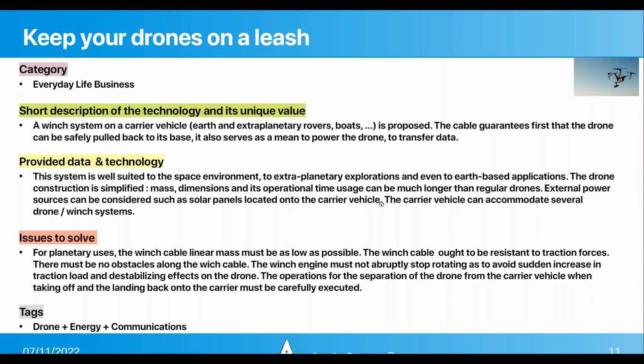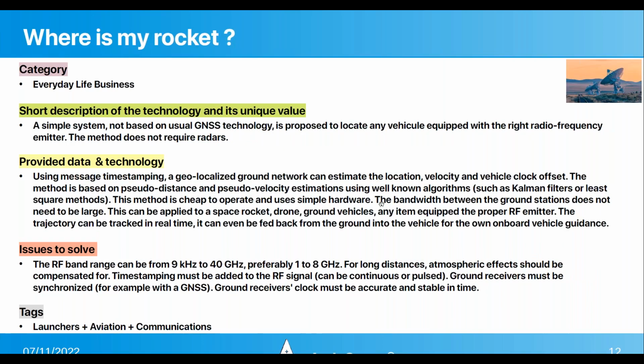The next challenge is called, where is my rocket? Tracking rockets usually is done with radars and onboard GNSS. This requires some serious resources. What CNES is proposing is to use a simple radio frequency onboard system with message timestamping, and with this technology you can geolocalize a vehicle location and its speed.